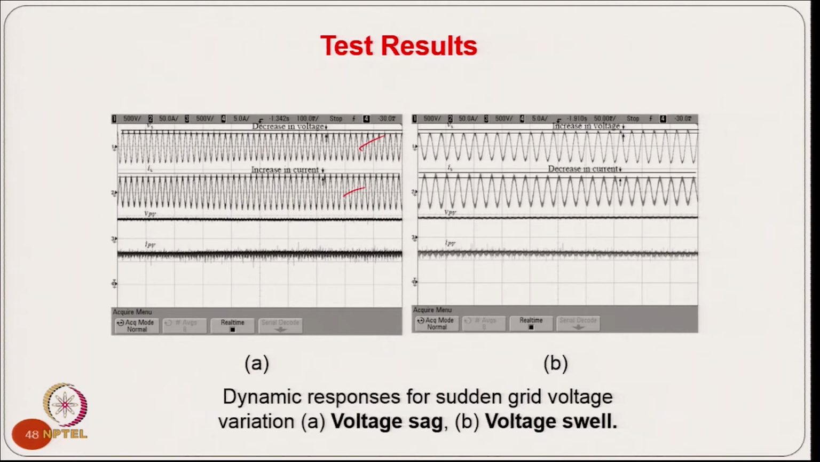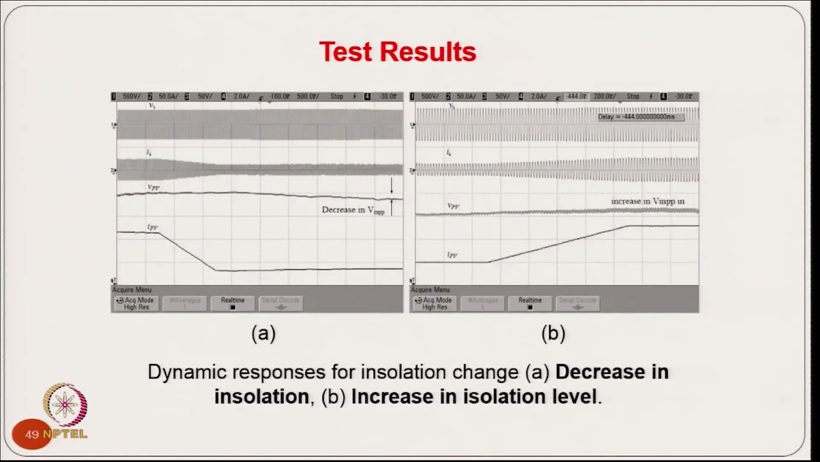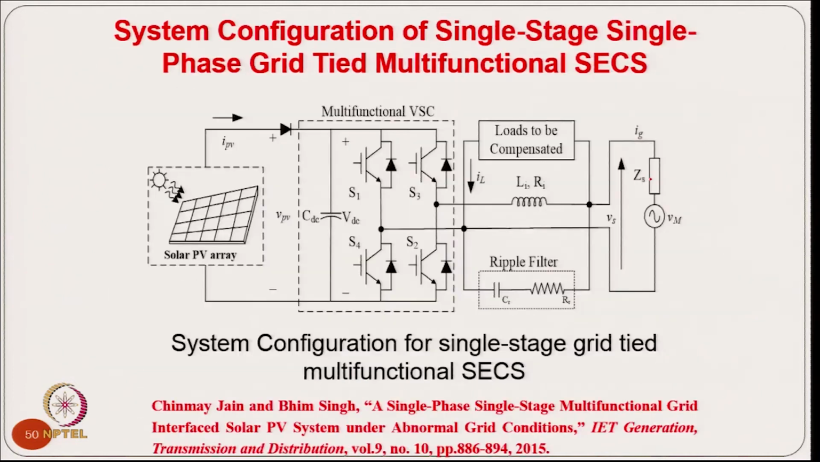And you can see when there is an increase in the grid voltage, you have a decrease in the current for the same power generated from the solar photovoltaic array. And then you can see here, even if you reduce the power generation, accordingly the grid current is reduced. If you increase the solar generation, then the grid current is accordingly increased.